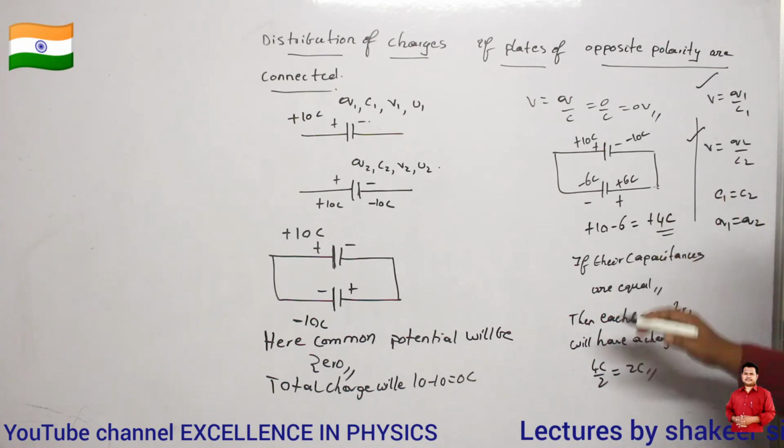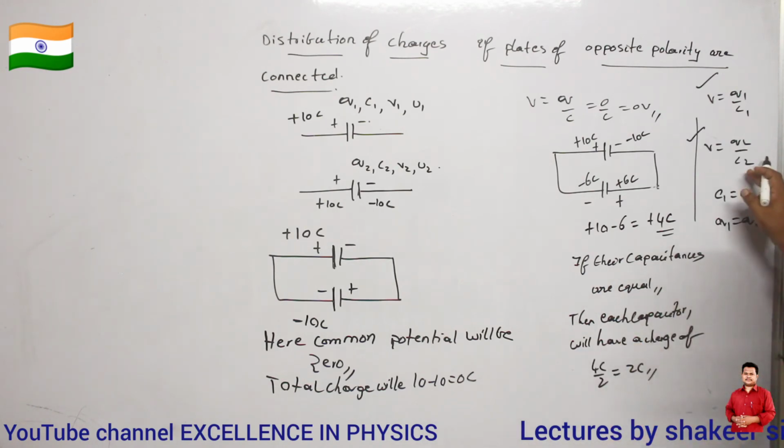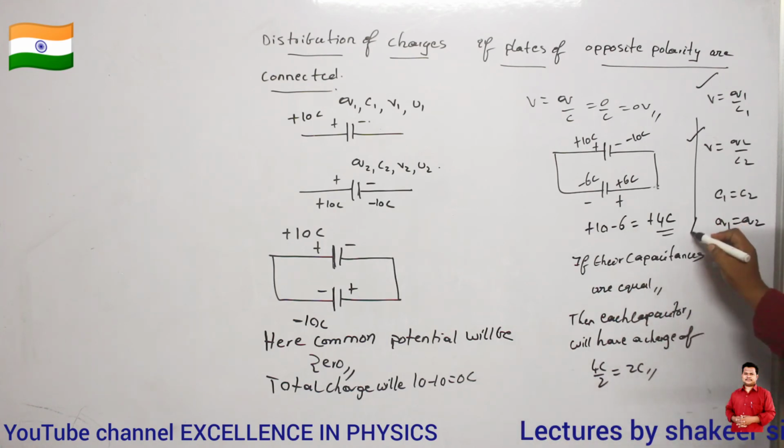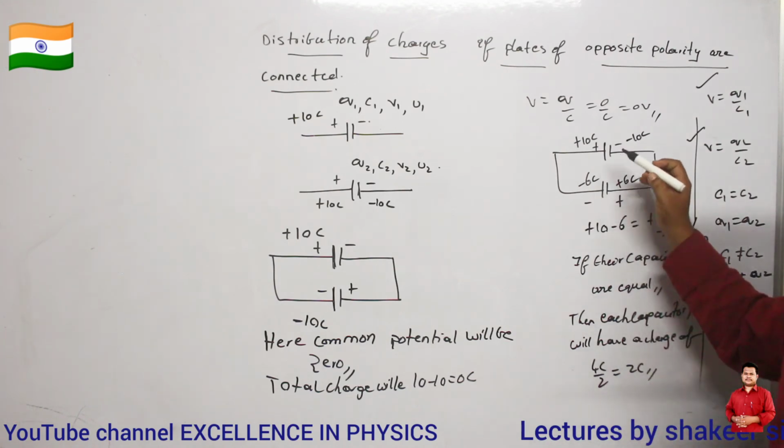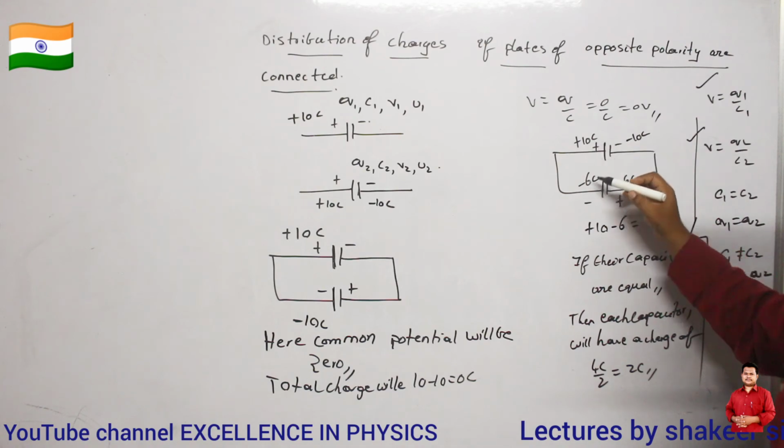That's what we have written here. If capacitance is also equal, then charge also will be distributed equally. If capacitances are not equal, then charge will not be distributed equally. For example, if C1 is not equal to C2, then Q1 is also not equal to Q2. Clear? So this is how charges will redistribute when we are connecting positive plate to negative plate.